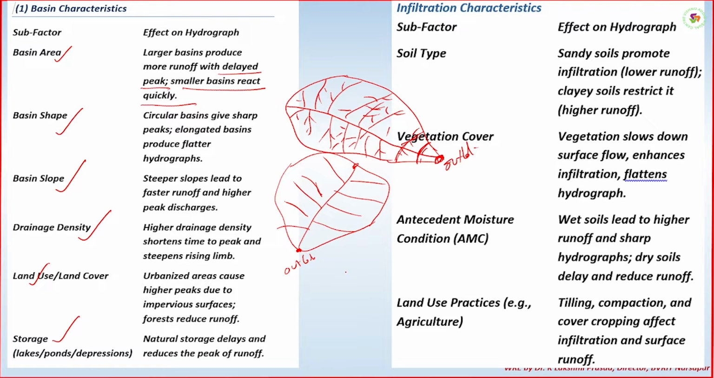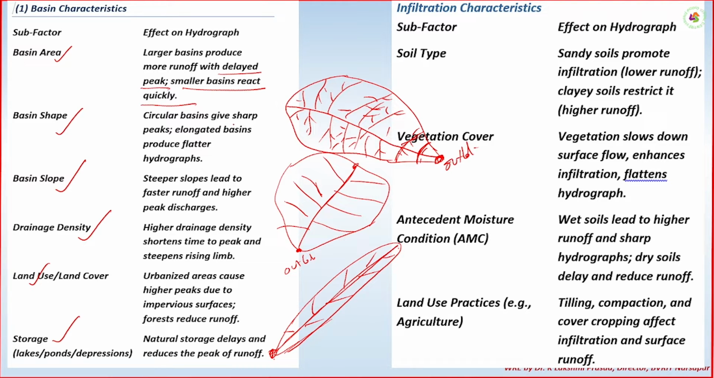Rather than this, suppose the basin is like this, this is the stream and this is the outlet. Naturally in this stream, how much time does it take from here to here? The more the length, the more the time; here the length is less. So in the case of a fan shaped basin, more or less the entire water reaches the outlet at the same time, whereas in an elongated basin, it reaches with a delay.